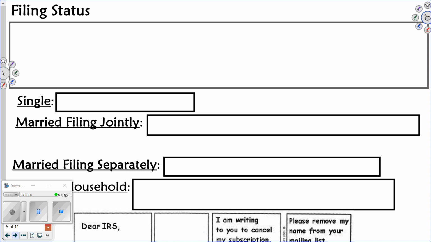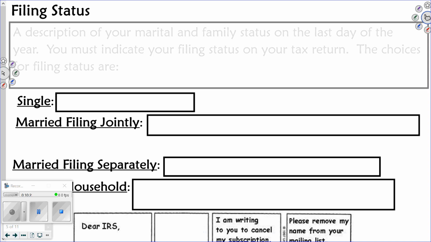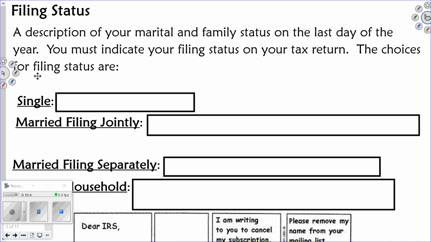All right, guys. Filing status. This is the conversation Justin had brought up earlier. Filing status is a description of your marital and family status on the last day of the year. You must indicate your filing status on your tax return. And then we're going to talk about the different choices and what they mean.